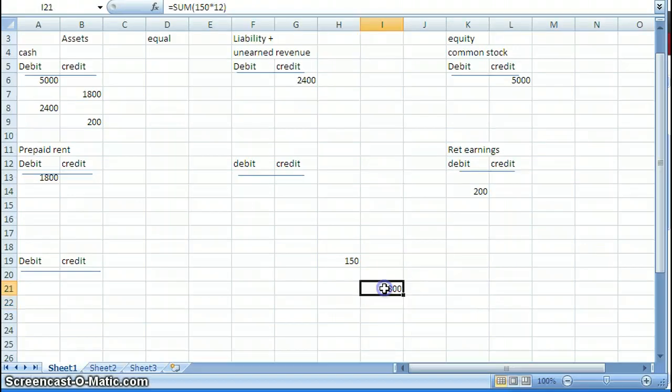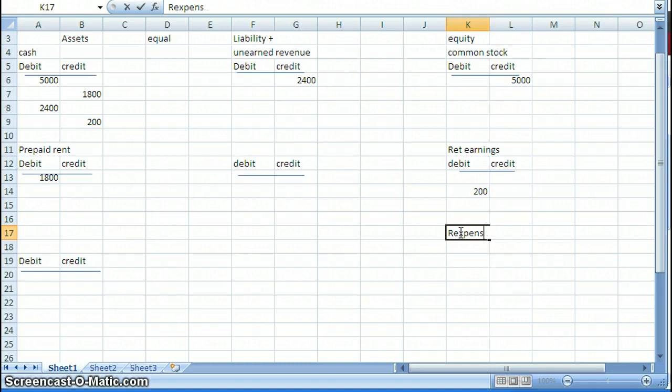You're paying $150 a month for rent. Now I want you to ask yourself, you see revenues, expenses. I want you to look at the right-hand column on page 150, under equity: common stock, dividends, revenues, and expenses. We're going to create, under equity, an expense account.